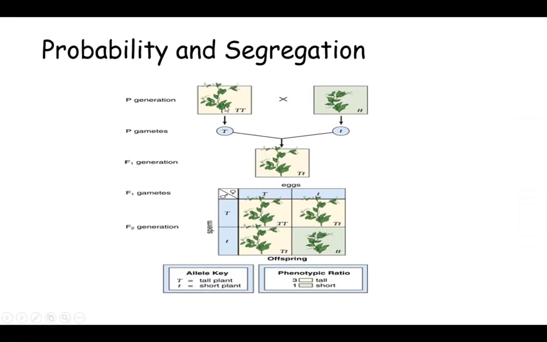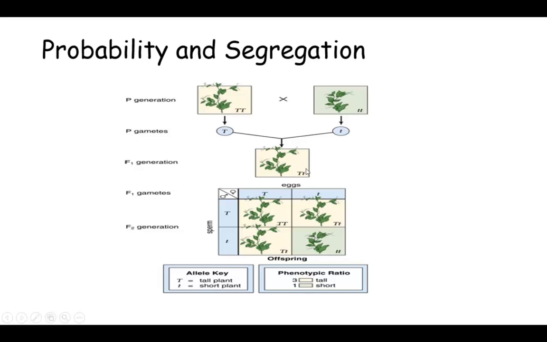Here we have the parental generation. Notice this is homozygous dominant, this is homozygous recessive. Those are the assumed parents. So the offspring from the homozygous parents will be heterozygous, and they will all be hybrids. They will all be heterozygous, tall. So that's the F1 generation, or the filial one.